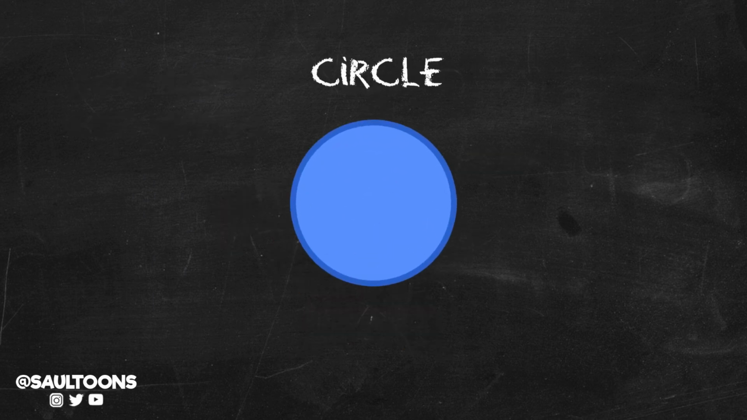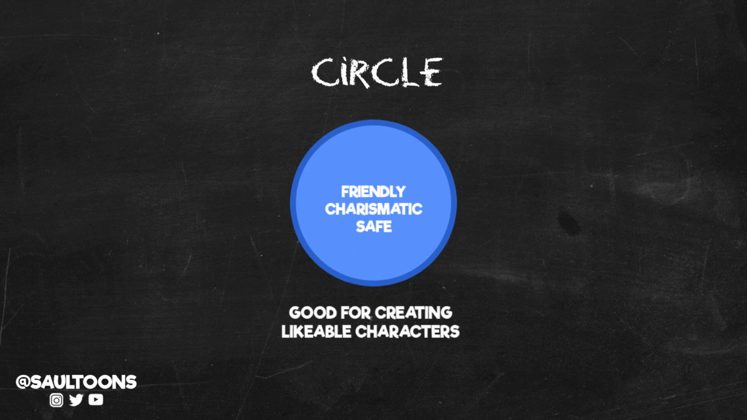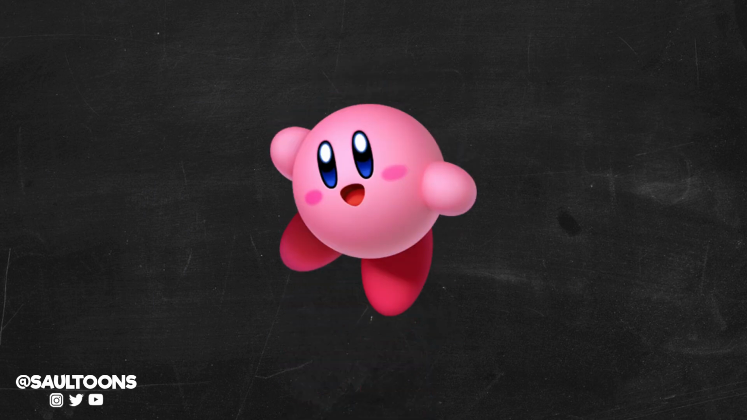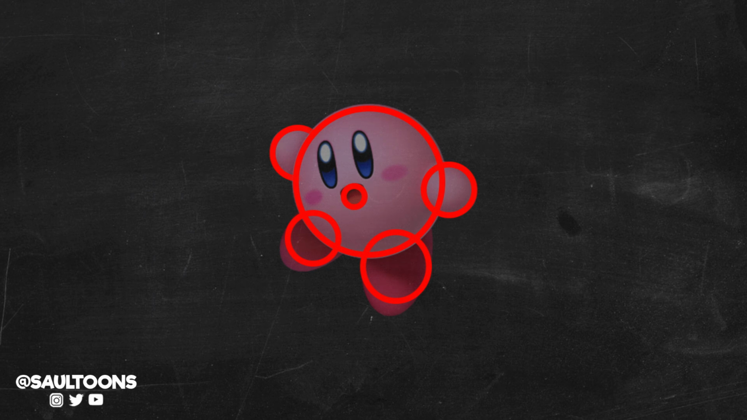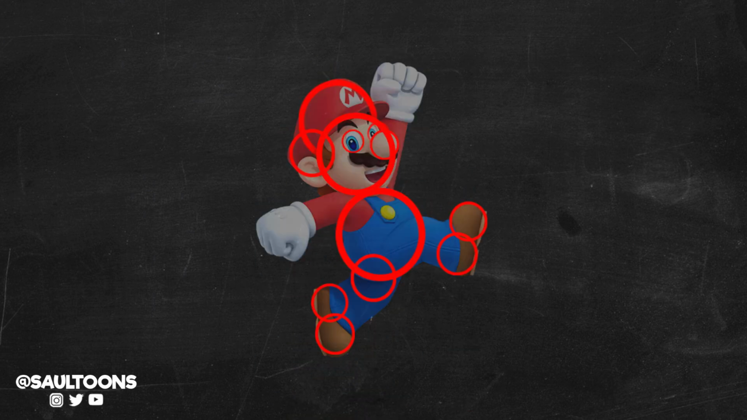Circles can represent friendly, charismatic, and safe. There are no sharp edges or points here. It's easy to make a character likable with a soft and harmless shape like a circle. Kirby is basically one big circle. It helps him look friendly and soft. Mario is more complex, but still made up of circles, so he's easily likable and charismatic.